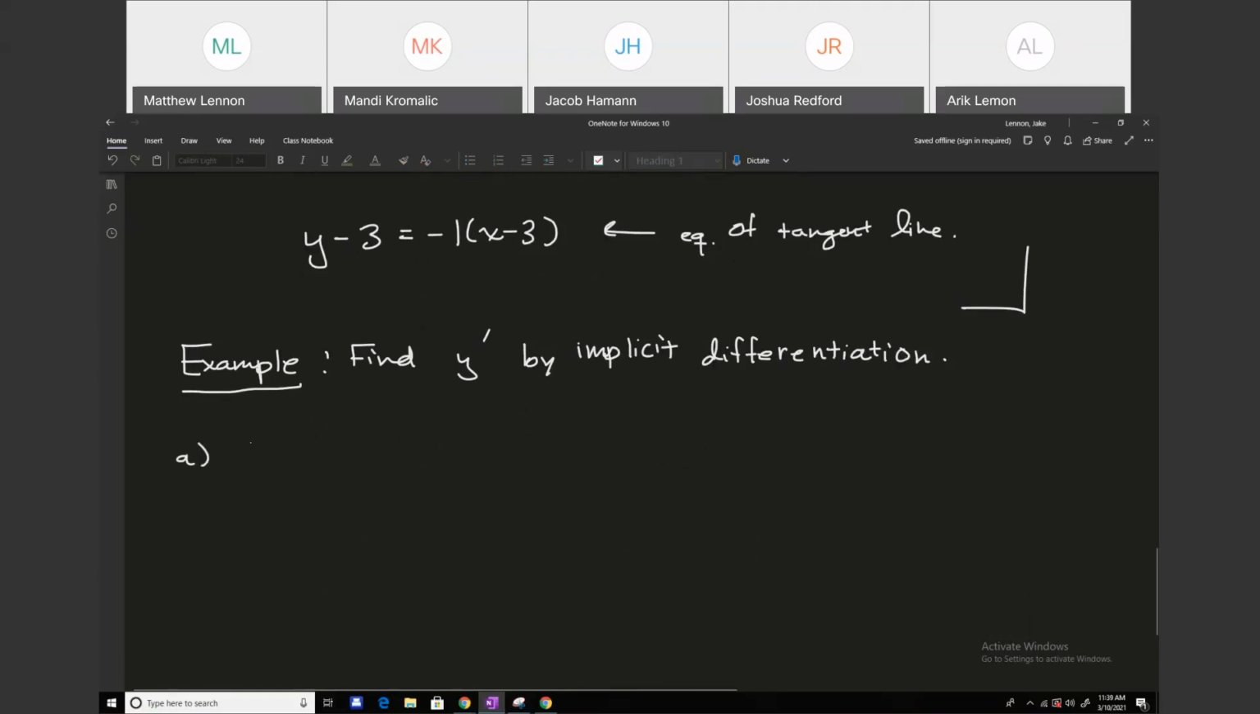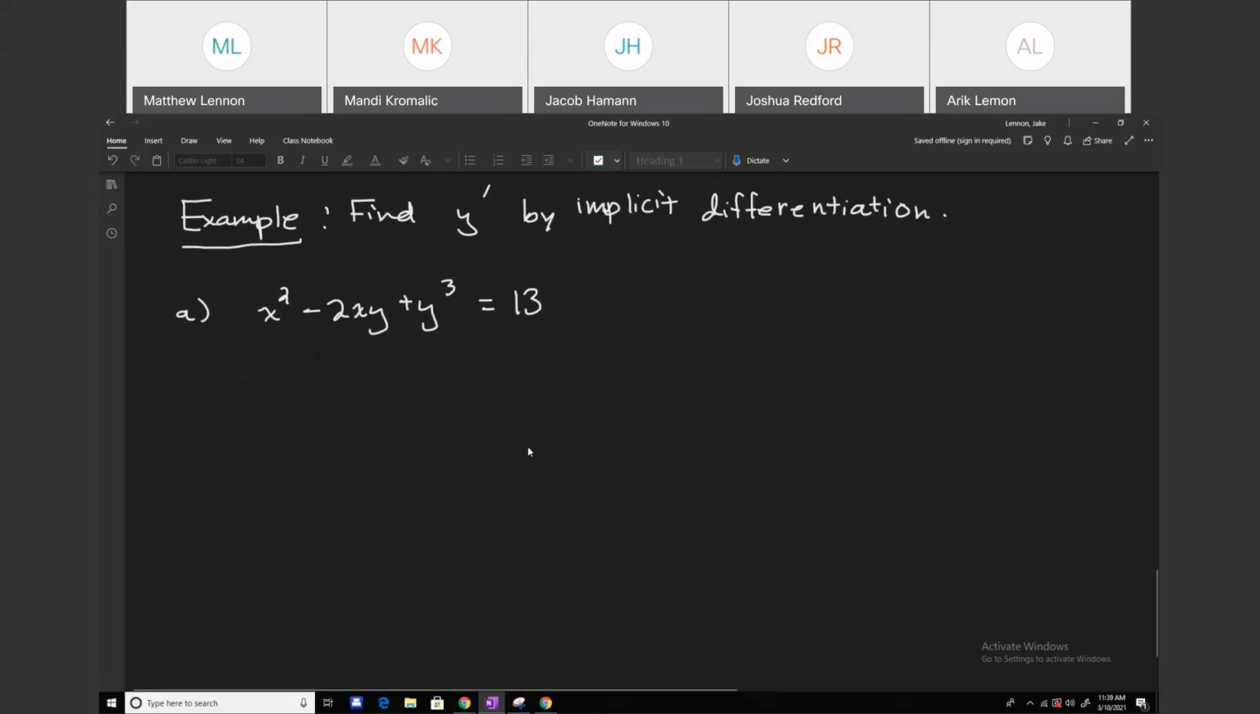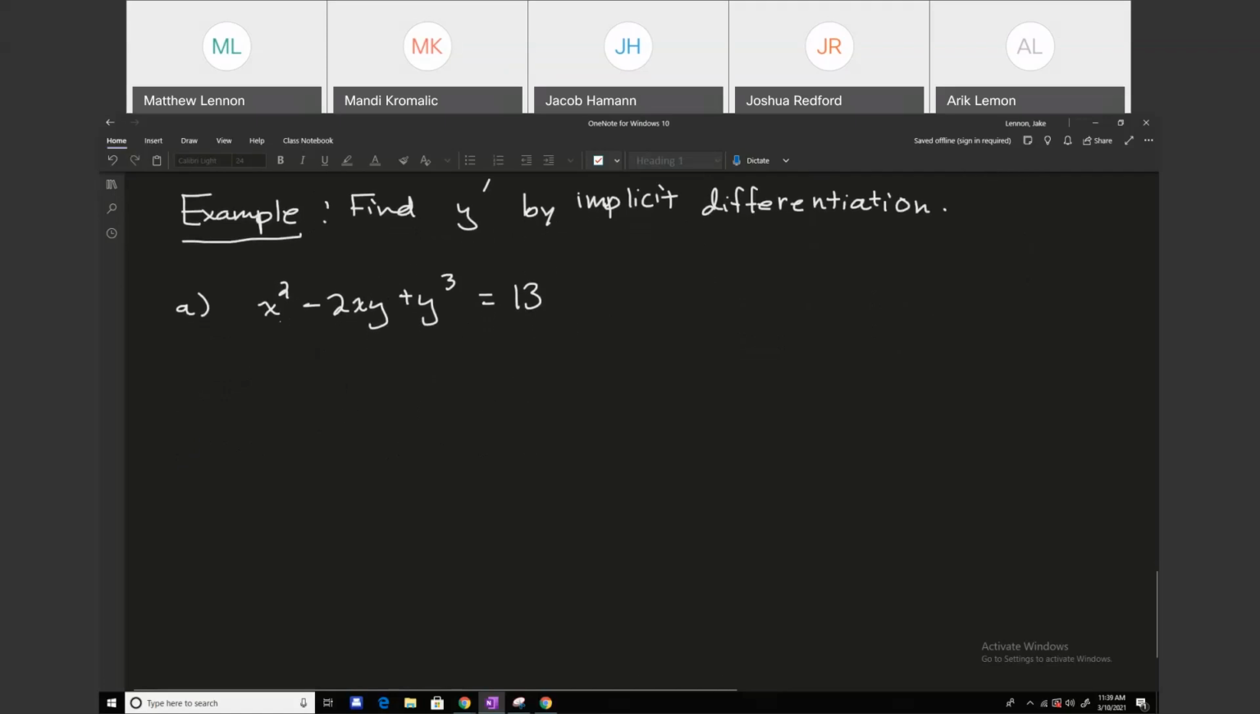So A, let's go ahead and say we have x squared minus 2xy plus y cubed equals 13. Again, the x squared and y cubed are going to be pretty easy to differentiate, but this middle guy involves a product rule. So anytime you have y times an x, there's going to be a product rule.